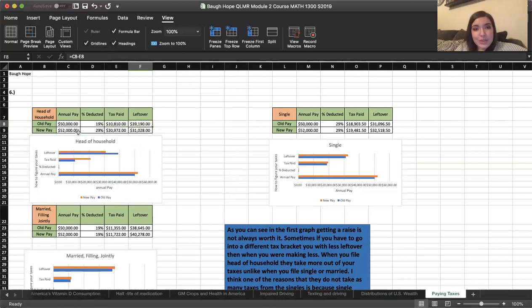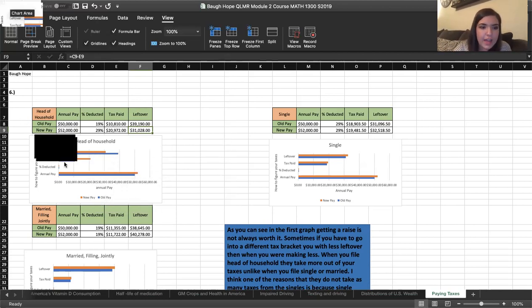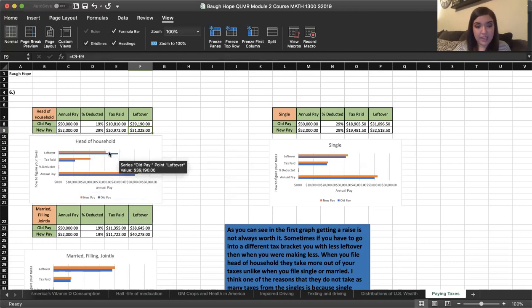But if they just got a $2,000 raise, they ended up with less. So you have to determine if you really want a raise or not. Sometimes it's worth it. Sometimes it's not. It just depends on if you have to go over in the next bracket on the taxes. But each person has to determine that for themselves. So, as you can see in this graph, the orange is the new pay. So what you have left over is significantly less than if you had just kept the other. So each person has to decide that themselves.